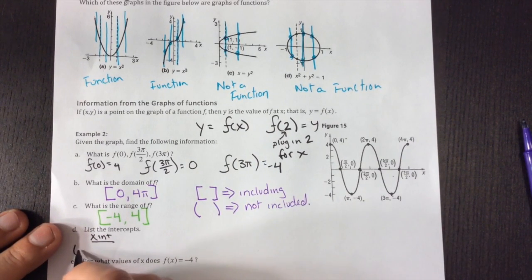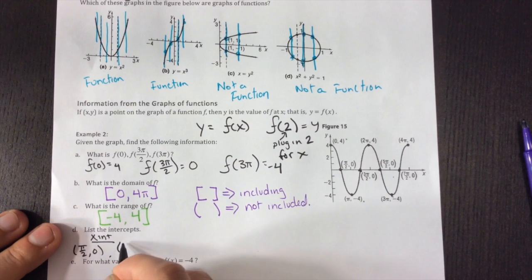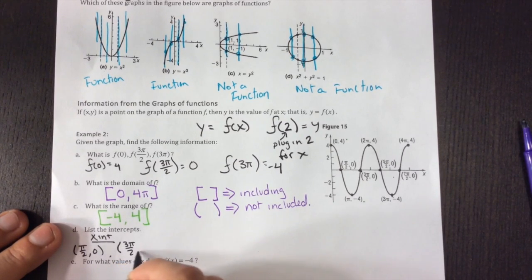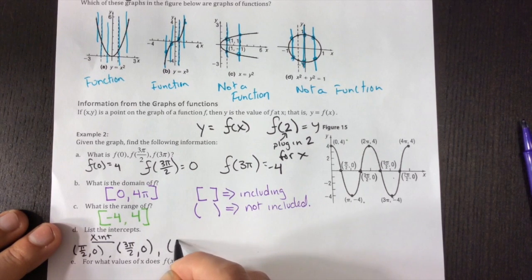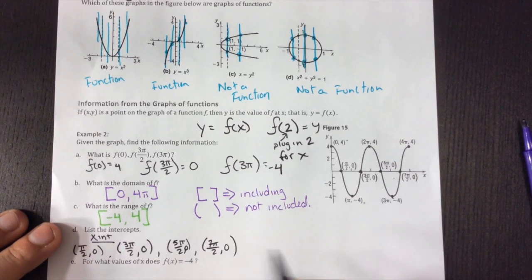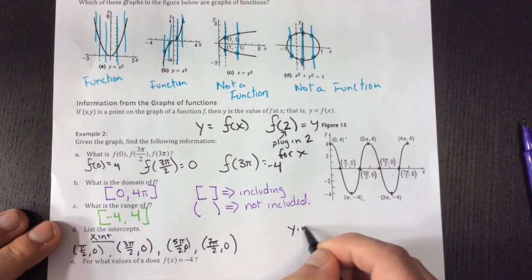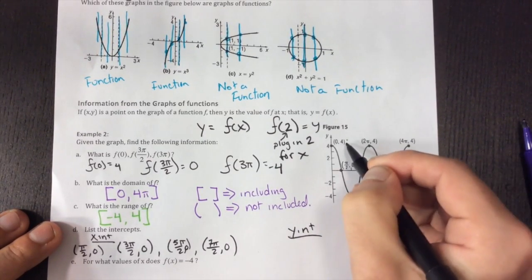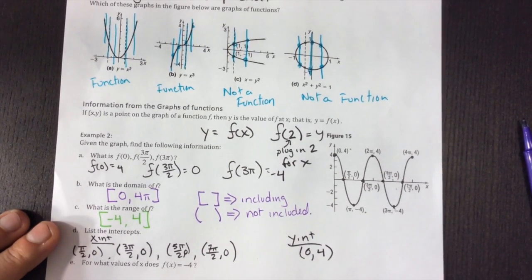We have pi over 2, we have 3 pi over 2, and remember, whenever we're asked for intercepts, we write them as ordered pairs. The next one is 5 pi over 2, comma 0, and the last one is 7 pi over 2, comma 0. Those are all our x-intercepts, and our y-intercept, we have 1 at 0, comma 4.